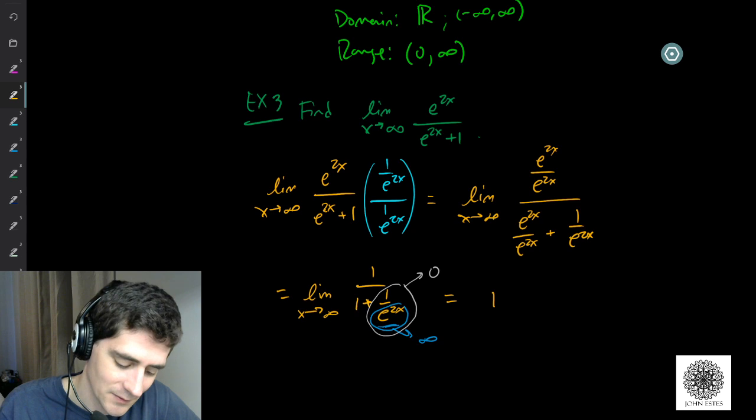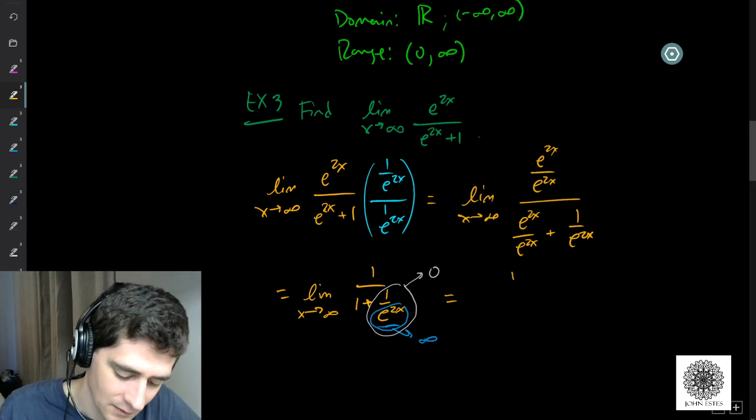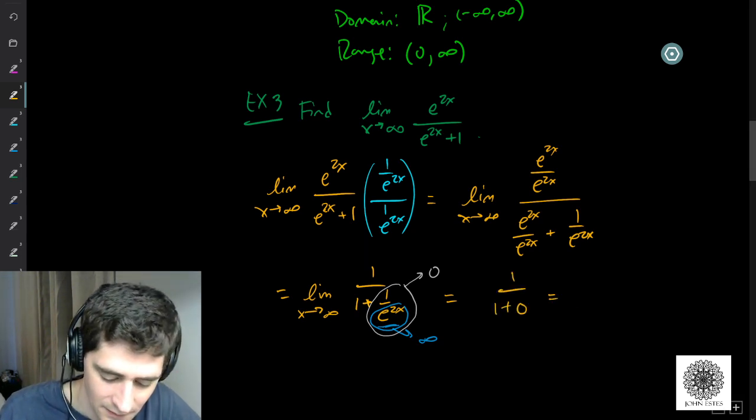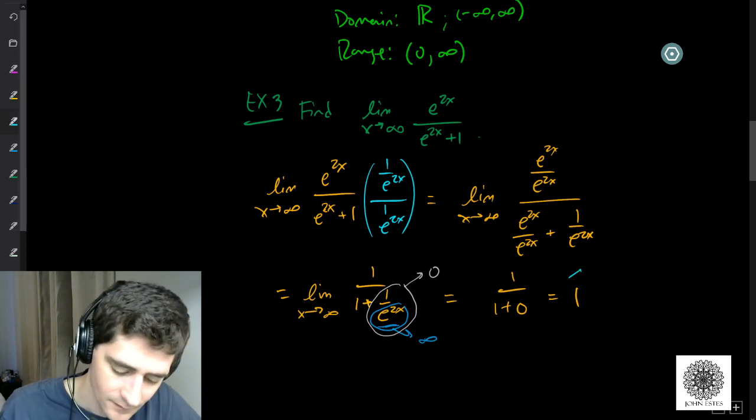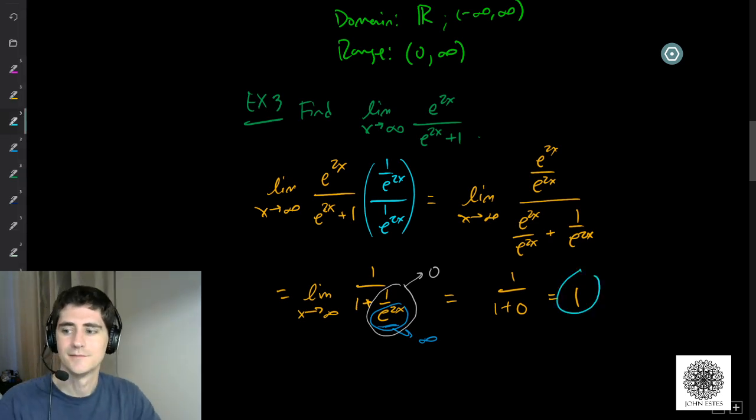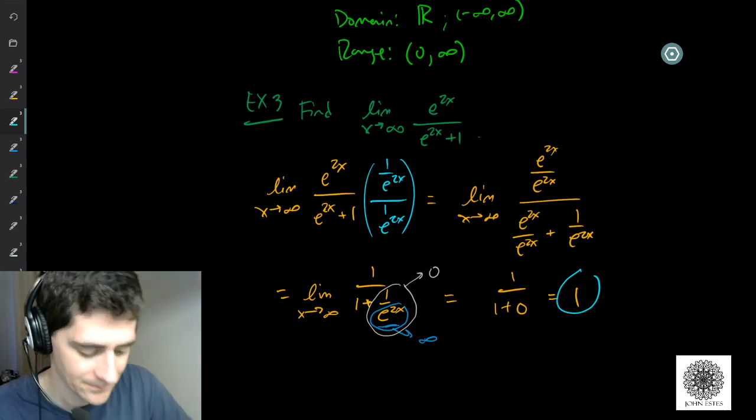Okay, does that make sense? If you wanted to write it like this, you can: 1 over 1 plus 0, and so we get 1. And again, I hope that makes sense. If you have any questions, you just leave them in the comments. I'd be glad to help there.